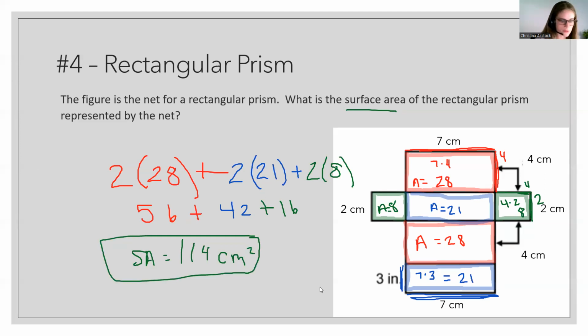I do notice, in case any of you do, I mislabeled this. That says 3 inches. If it really was 3 inches, then we'd have other steps to do, but that was a mislabel. They all were supposed to be centimeters. So if you did notice that mistake, that was a mistake. So we have 144 centimeters squared as our final answer.